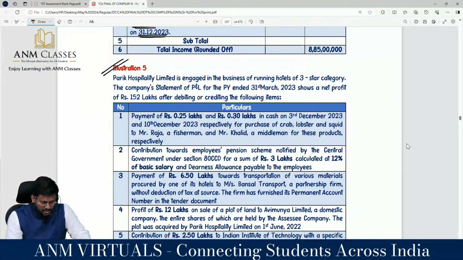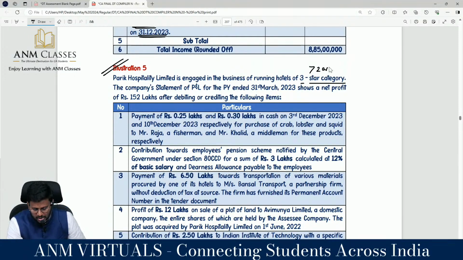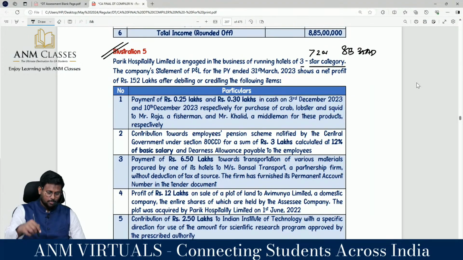Parikh Hospitality Limited, because if I am not wrong, I got 68 or 64 in tax. One is 64, other is 68. Direct and indirect. I think indirect tax is more, I don't know. Parikh Hospitality Limited is engaged in business of running a hotel of 3-star category, more than 2-star category, specified business under section 35AD. All these things should be etched in your brain.